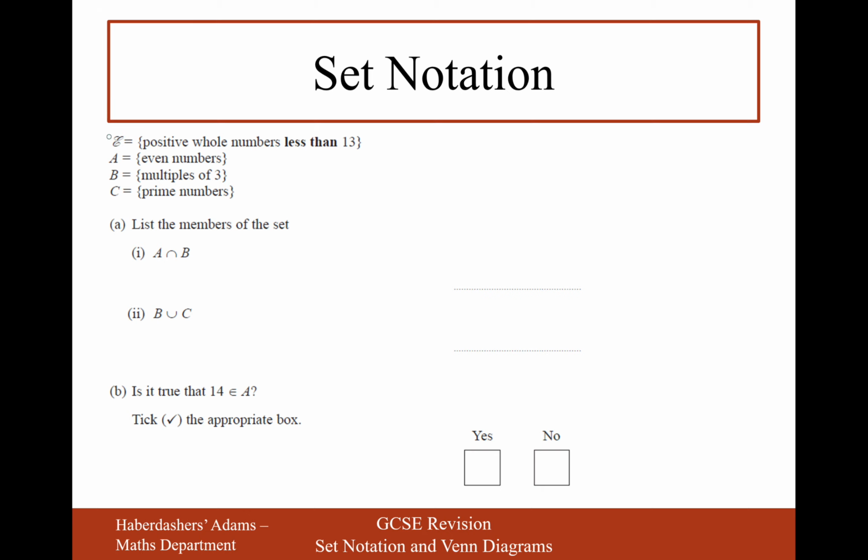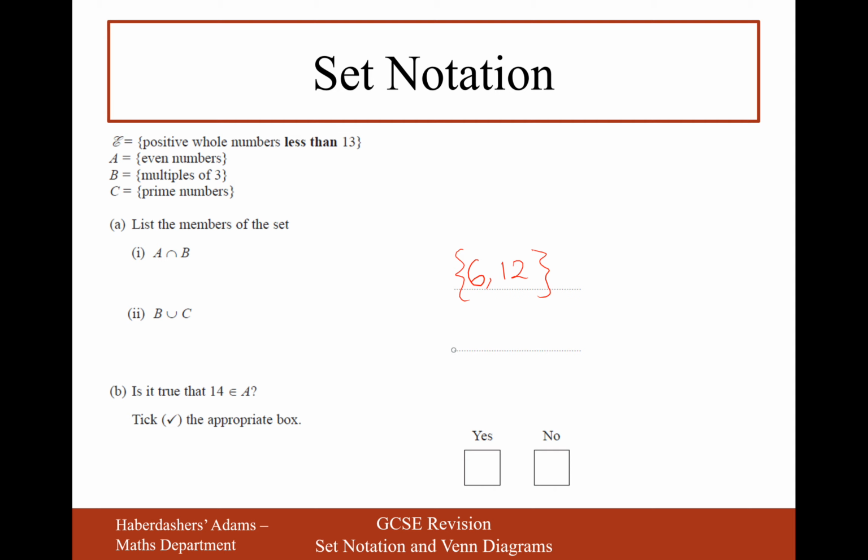Okay, so in this question here, the universal set, that means all the numbers we're considering for this question, are the positive whole numbers less than 13, so 1 to 12. A is the even numbers, B is the multiples of 3, C is the prime numbers. This is the elements of the set A and B. So that's anything that's in A and anything that's in B. Well, this is just going to be 6 and 12, because these are both even numbers and they are both multiples of 3.